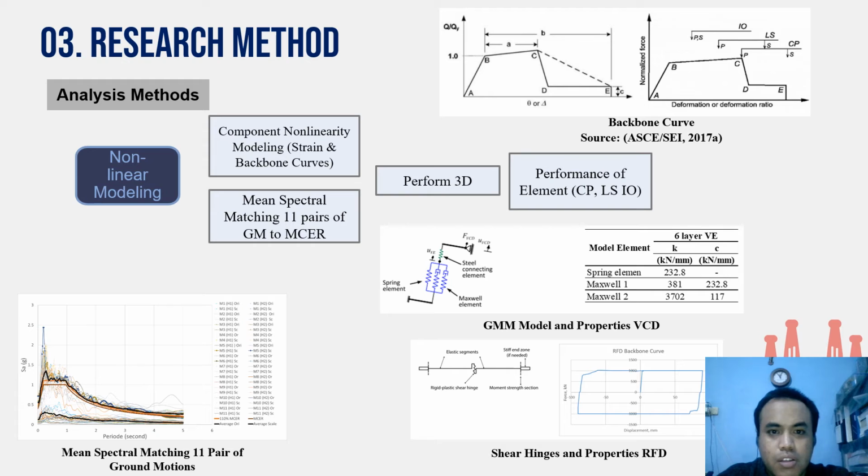This is an example of nonlinear modeling by modeling the backbone curve as specified in ASCE 41, and also how to model VCD using the GMM, Generalized Maxwell Model, and RFD modeling using Sirhoe's with properties obtained from the damper supplier.